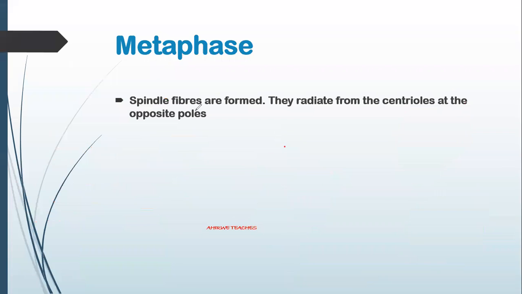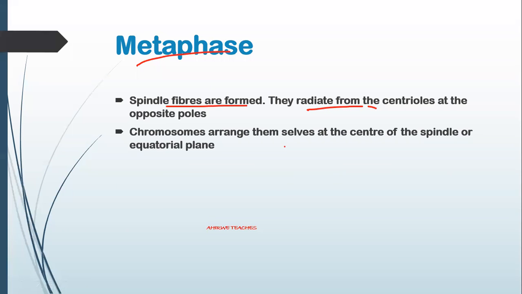So here spindle fibers are formed in metaphase, and the two spindle fibers radiate from the two opposite poles, and the poles have a centriole. Okay? Then on top of spindle fibers forming, this is the main point as far as metaphase is concerned: the chromosomes arrange themselves at the center of the spindle, or equatorial plane. This is the main point.